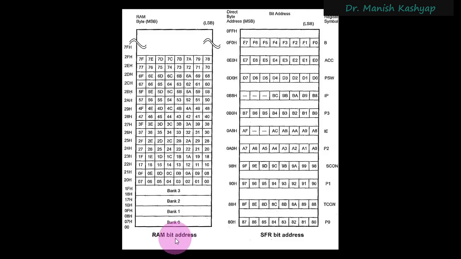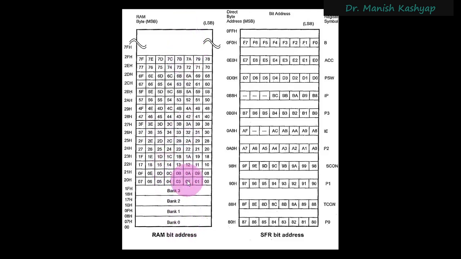If you sum up all these locations, each bank has 8 registers, and there are four such banks, so these are 32. Then 32 plus 16 makes 48, and 16 plus 80, that is these general purpose regions, makes it 128. So this is the complete RAM.